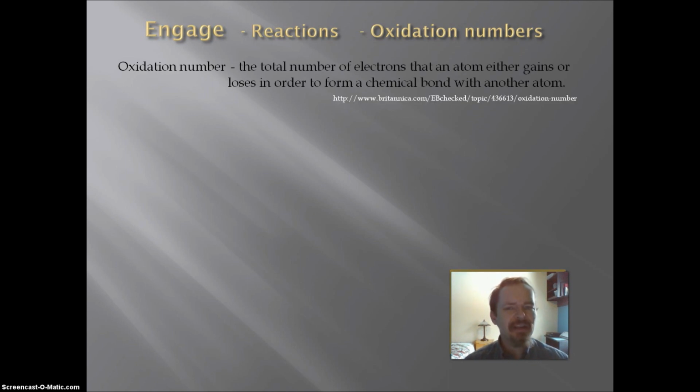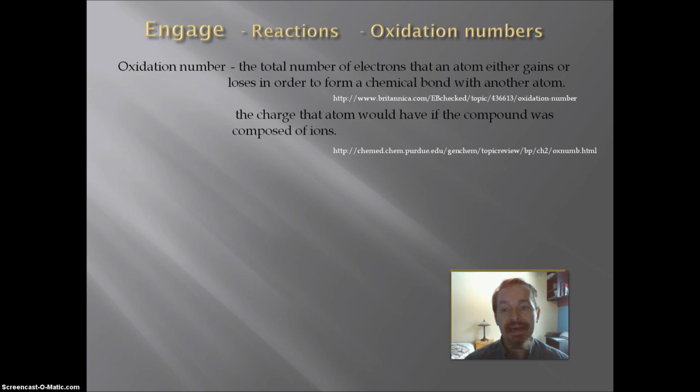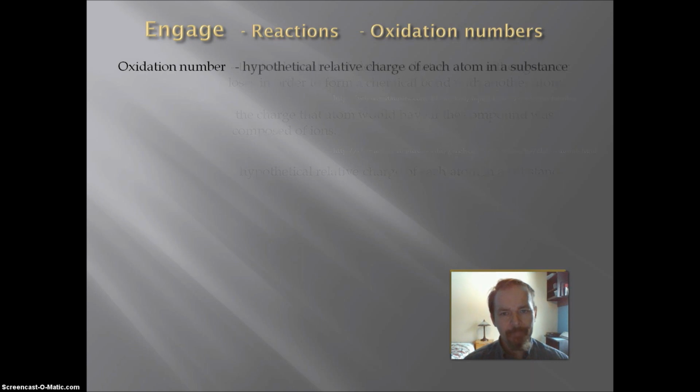According to Britannica.com, an oxidation number is the total number of electrons that an atom either gains or loses to form a chemical bond with another atom. And from the Purdue University website, an oxidation number is a charge that an atom would have if the compound were composed of ions. I like to think of that definition as a hypothetical relative charge of each atom in a substance. So let's start working from there.